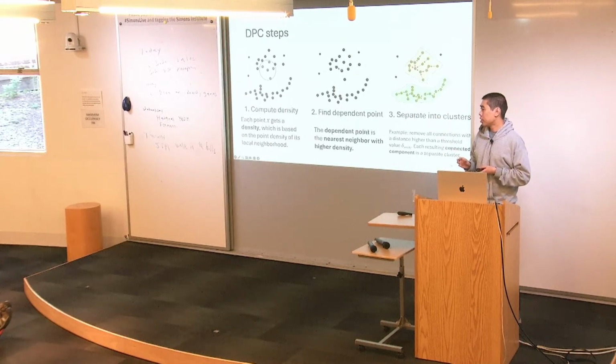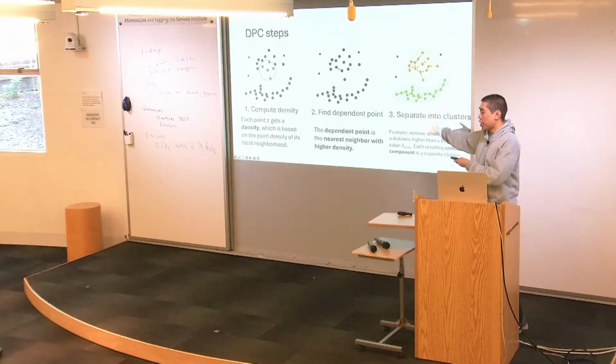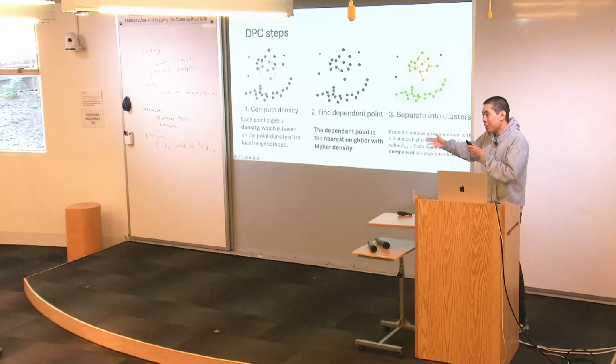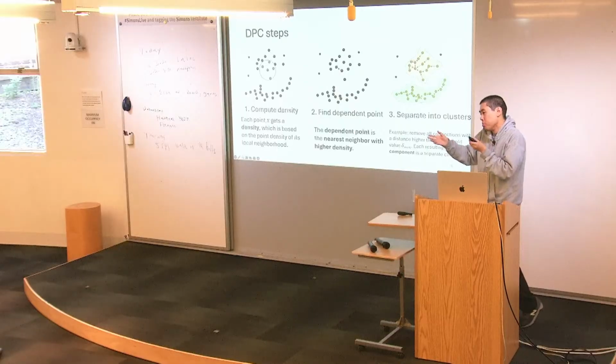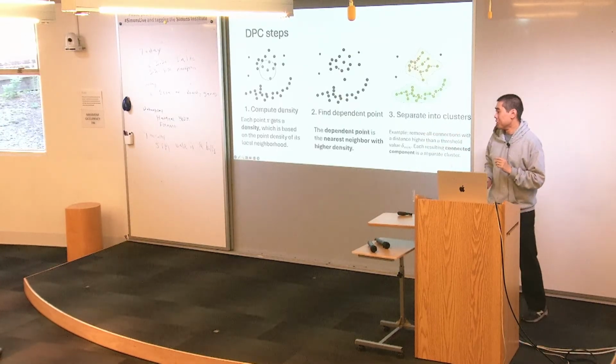So if you had a uniform space, then everyone would have the same density, and then this would do nothing, right? I guess that wouldn't be a very interesting data set to cluster. Yeah, but in general, everyone's going to have a different density. We're working with floating point numbers, so you can assume every point has a different density.